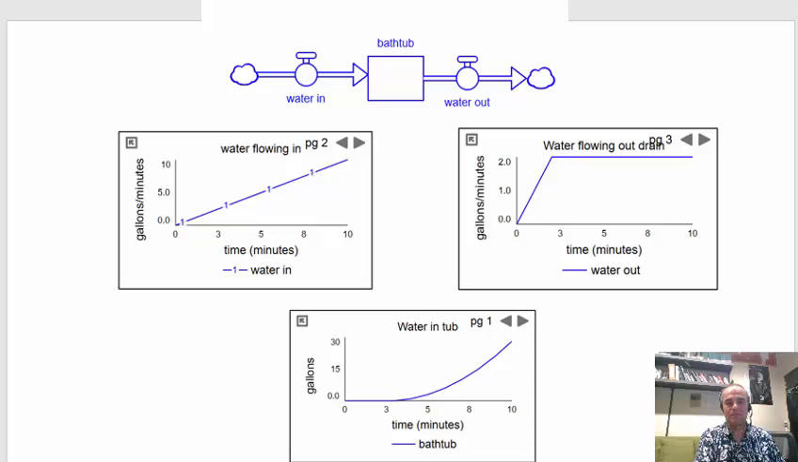Now look at the next slide. In this one, the water in the bathtub starts at 0, and the rate at which the water enters the tub increases each minute. This is called a ramp for perhaps obvious reasons. The water that is allowed to leave the tub is allowed to leave at a constant 2 gallons per minute. But despite the steady outflow, the amount that remains in the tub increases faster and faster. After 10 minutes, it's at 30 gallons, and it's going to keep going up if things continue as they are. Again, the stock and flow model allows us to see what's going to be left in the bathtub as a result of water flowing in and water flowing out.